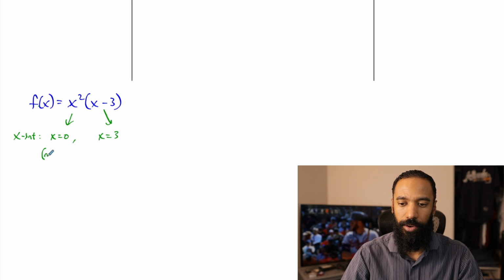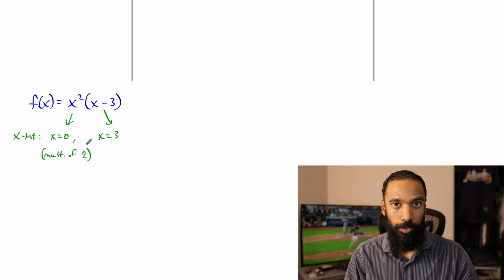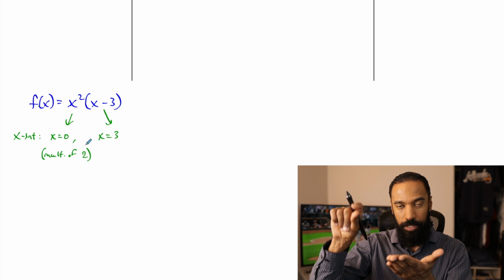Now, the x-intercept of 0 has what's called a multiplicity of 2, which means when we cross through that 0 in particular, it's going to bounce off of the x-intercept.